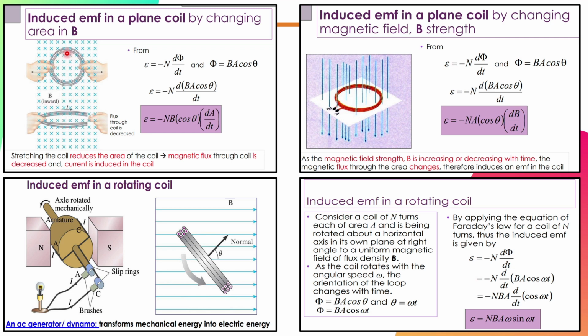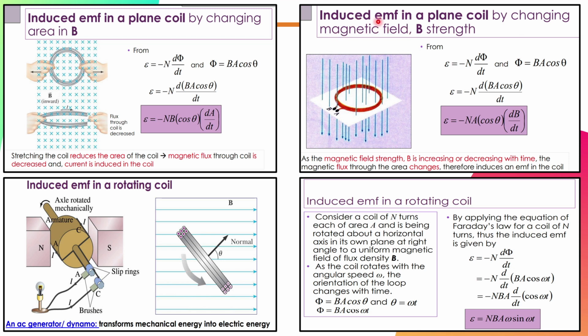Kalau compare dengan gambar pertama ni banyak kan? Dot pula. Cross compared to this one. Therefore, the current is induced in the coil. Bila ada perubahan area, there is a change in the magnetic flux. Okay, yang macam ni pula, apa dia faktor yang mempengaruhi induced EMF?